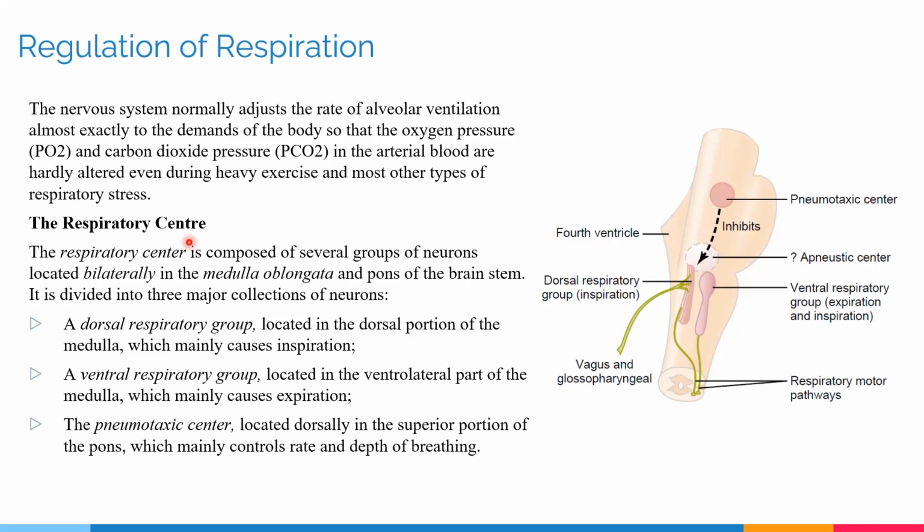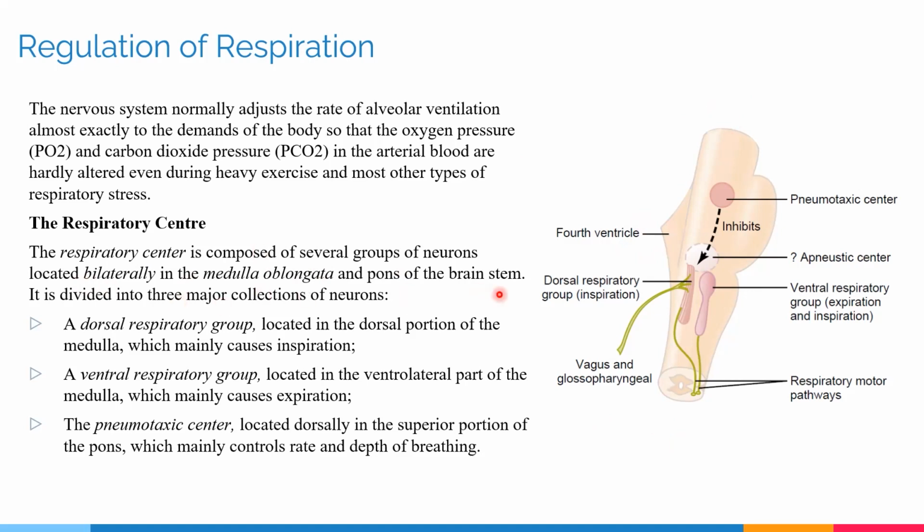The most important part of our brain that is involved in regulation of respiration is the respiratory center. The respiratory center is composed of several groups of neurons located bilaterally, which means that if we have a line going right through the anterior posterior axis, then on both sides of it, the respiratory neurons are present symmetrically in the medulla oblongata and the pons of the brain stem.